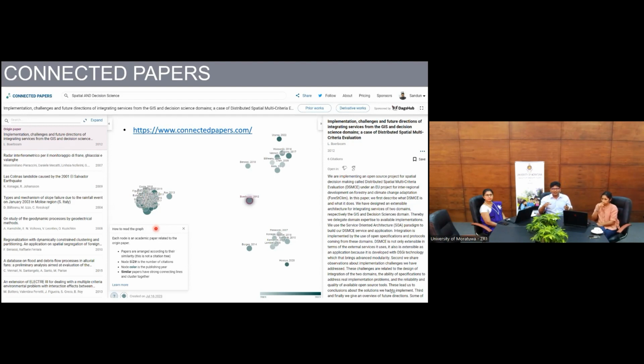So for example, let's say you have a paper that your supervisor might have given you, or you have found, okay, this is the paper that I'm going to build my entire career on. If you have found something like that, you can search here and you get this origin paper. After that, based on that paper, you can see how the other literature has been clustered around it. Papers that are arranged according to their similarity are closer.